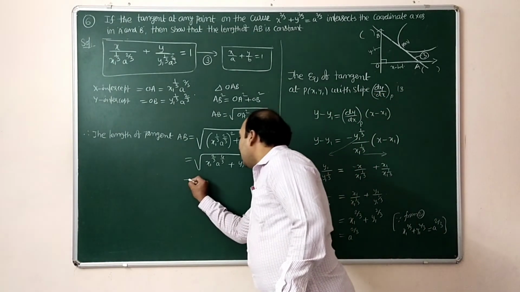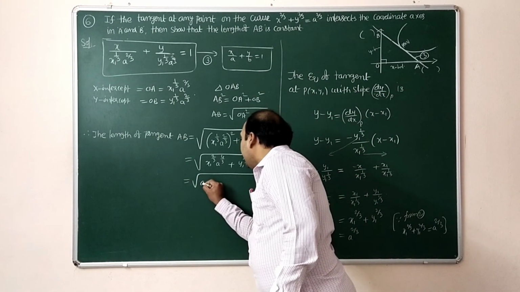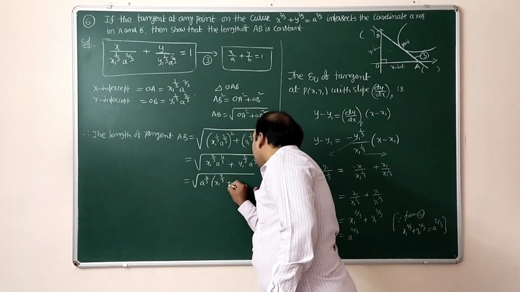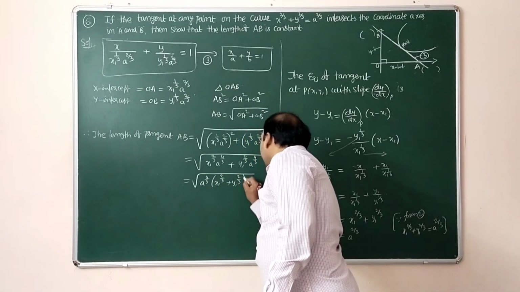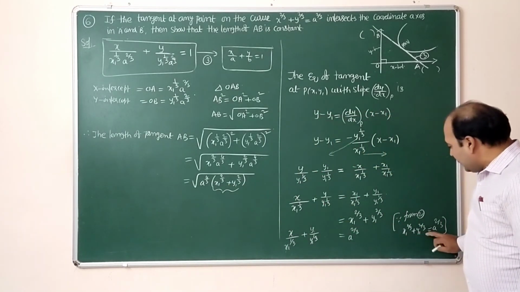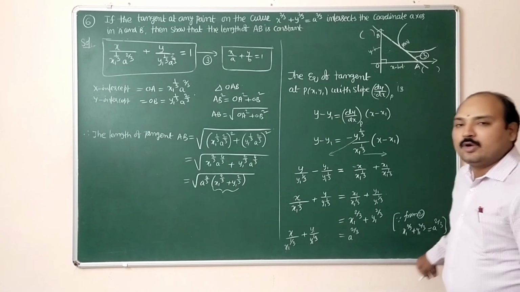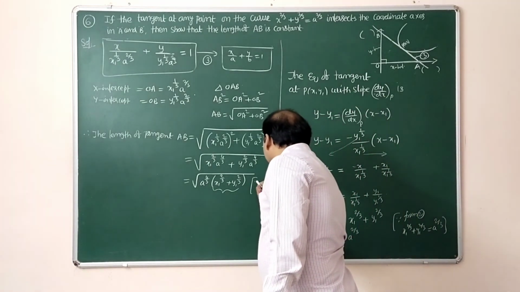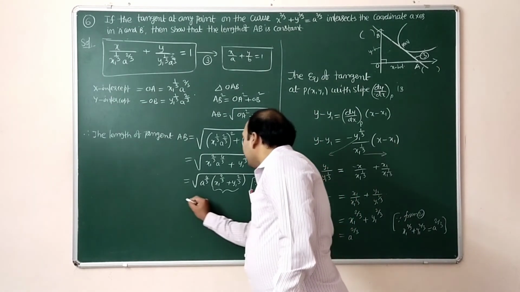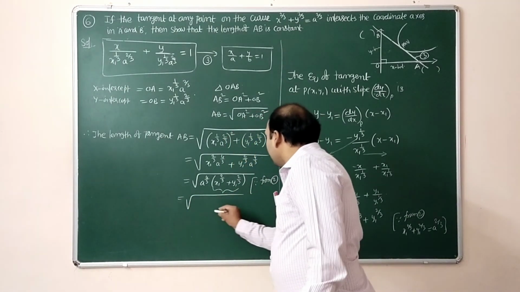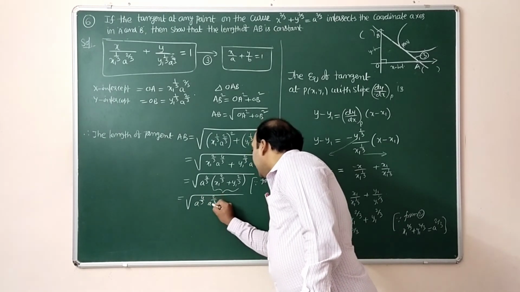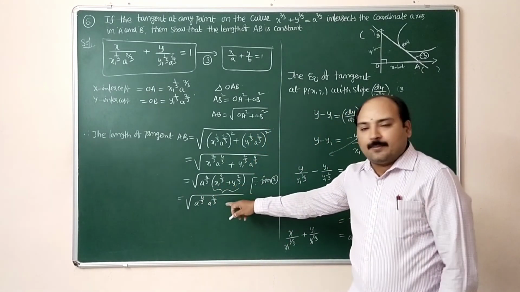So from these two, what will we take common? A power 4 by 3 we will take common. So x1 power 2 by 3 plus y1 power 2 by 3. Again, since from equation 2, we have the value x1 power 2 by 3 plus y1 power 2 by 3 is a power 2 by 3. So since from equation 2, a power 4 by 3 into a power 2 by 3. This bracket value will be a power 2 by 3.